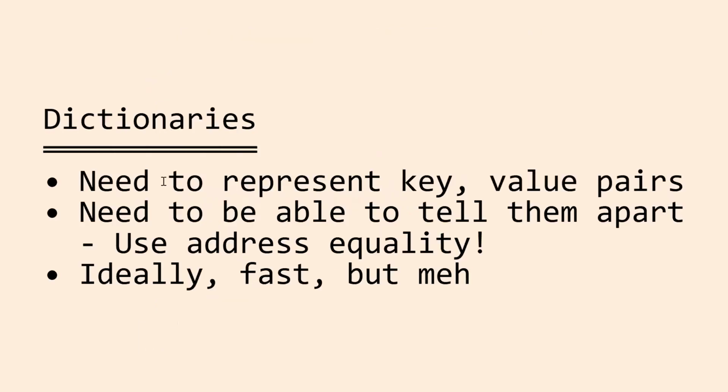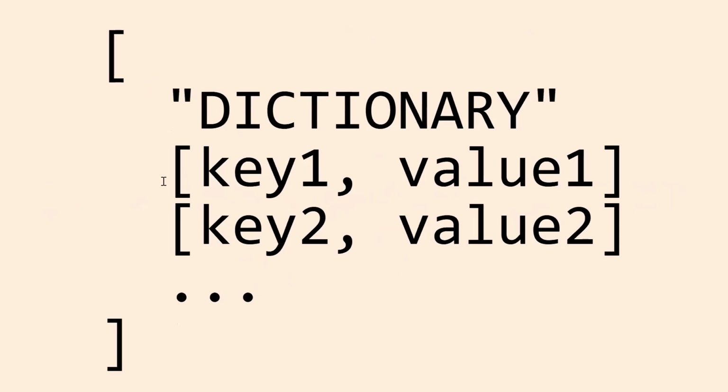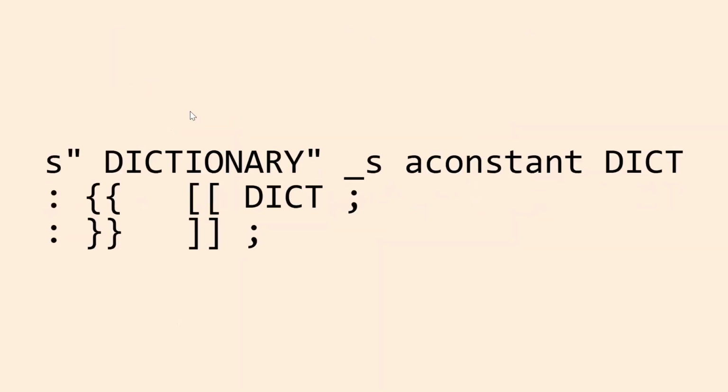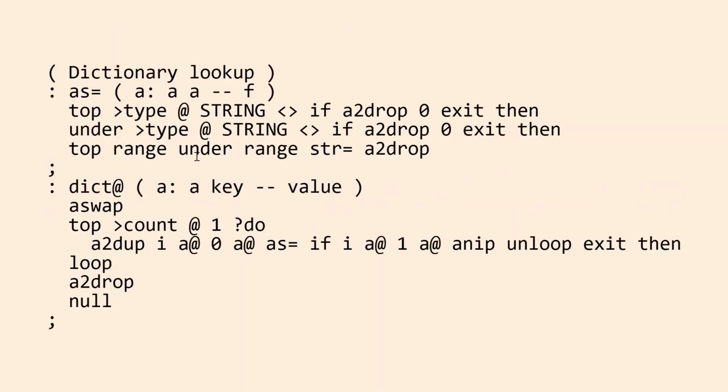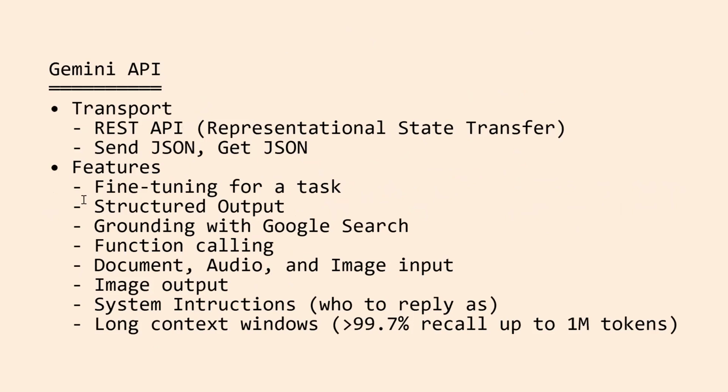Printing is similarly straightforward. Dictionaries, all I do for dictionaries is I stick a sentinel value of a special string called dictionary at the front, and that lets me create a dictionary with a set of words like this. And then I have this dict@ word that lets me go fish a value out of a dictionary.